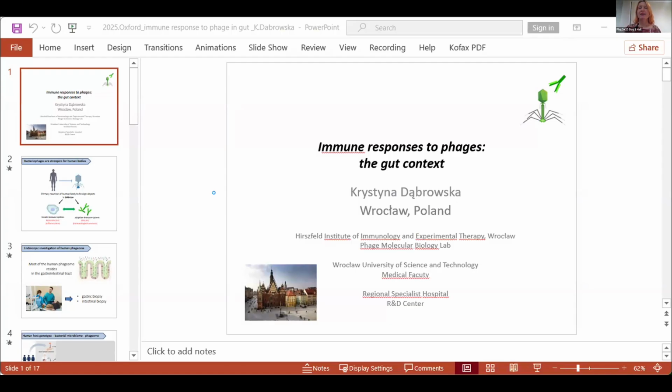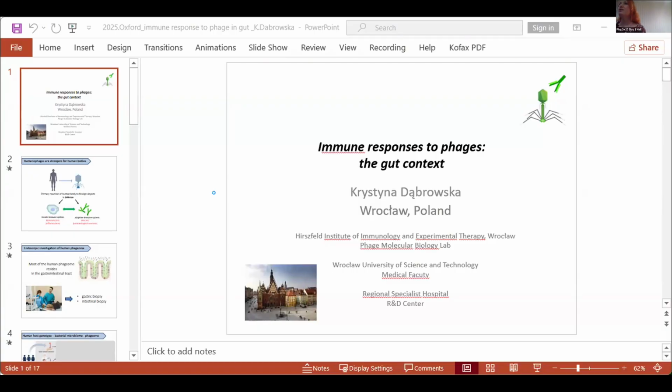At the very start, I'm not going to explain what phages are, how important they are in nature, or how we can treat infections with phages. I will jump to my major interest, which is how our body responds to phages. Phages are strangers to human bodies, and the primary reaction of the human body to foreign objects is defense. And defense means the immune system.